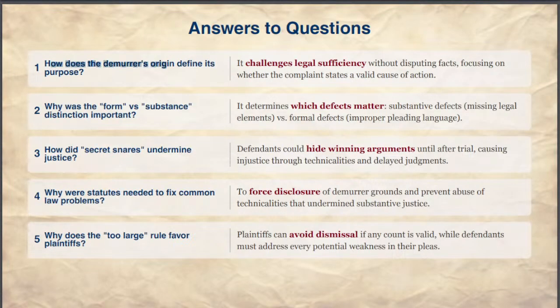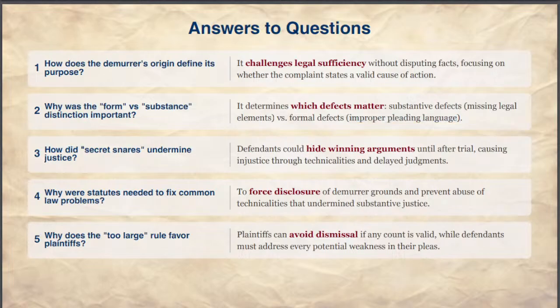So, how does a demurrer's origin define its purpose? It challenges the legal sufficiency without disputing facts, focusing on whether the complaint states a valid cause of action. And number 2 is, why was a form versus substance distinction so important? Because it determines which defects matter. Substantive defects, missing legal elements, versus formal defects, improper pleading language.